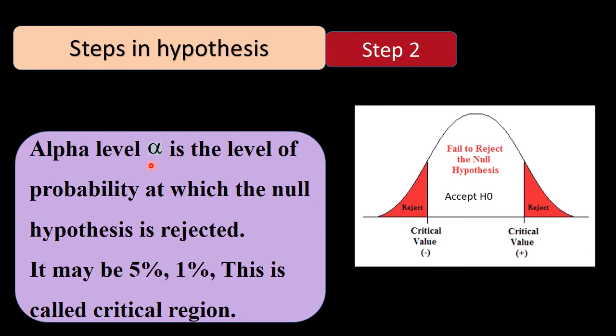We'll go to step 2, alpha level. What is alpha level? Alpha level is the probability that we reject the null hypothesis. There are some percentages to reject the null hypothesis. 5% means there is a 5% probability to reject the null hypothesis. 1% means there is a 1% probability to reject the null hypothesis.